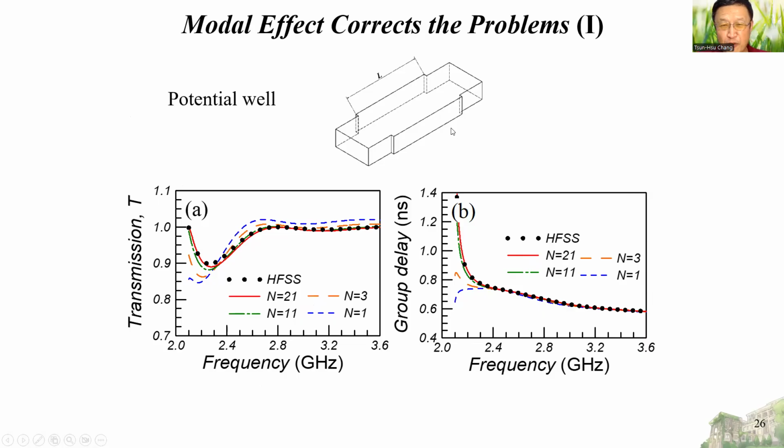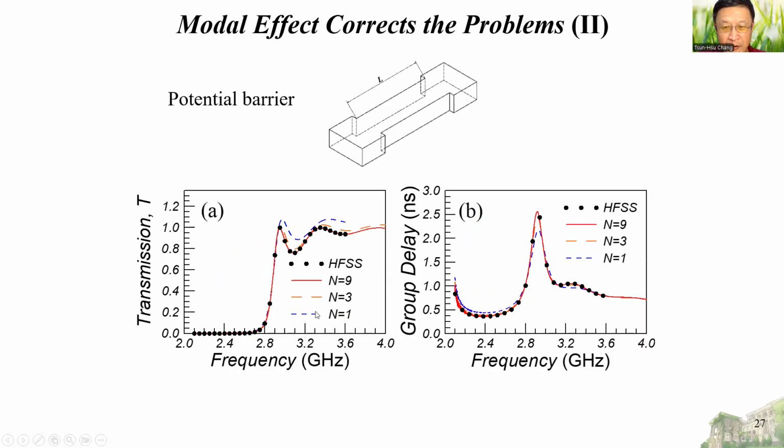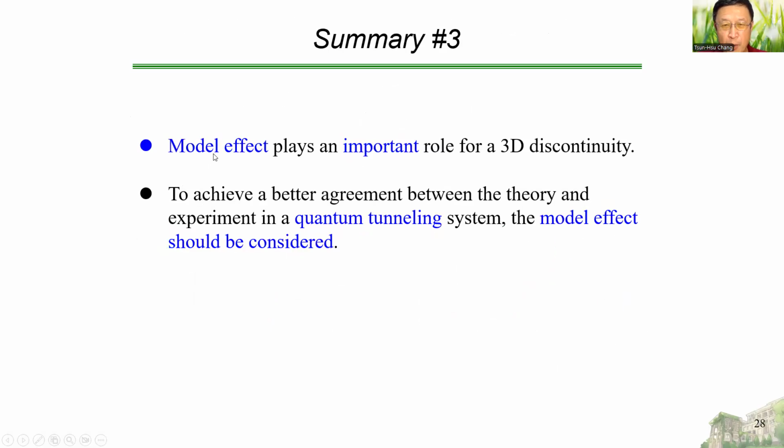So that's for the potential well. How about the potential barrier? Potential barrier, similar. As we increase the number of modes up to 9, it's good enough. And for group delay, yes, 1, 3, 9 is good enough. Okay, so that means modal effect plays an important role for a three-dimensional discontinuity. To achieve a better agreement between the theory and experiment in a quantum tunneling system, the modal effect should be considered. We should introduce the modal effect.